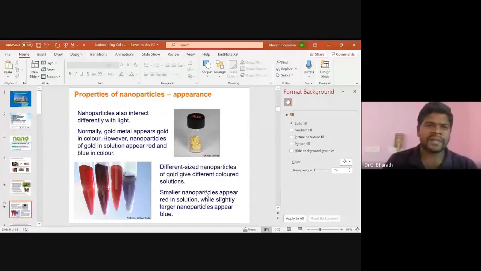So what are the properties of nanoparticles? How do they appear? I already explained about gold nanoparticles: in bulk it shows gold color, but when you reduce the size to nanometer, like 10 nanometer or 5 nanometer, it shows a completely different color, like red or blue. For example, blue color is for gold nanoparticles of only 50 nanometer particle size. When you reduce to fine nanoparticles like 10 nanometer or 5 nanometer, it completely shows red color due to the surface plasmon resonance.